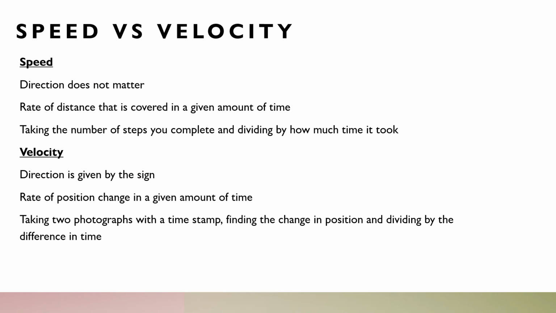So, velocity direction is given by the sign, which we talked about and seen. It's the rate of position change in a given amount of time. It's not the rate of distance covered, it's the rate of position change, meaning that it can be positive, it can be negative. So it's kind of like taking two pictures again, but having a timestamp. And then you can find the change in position and divide by the difference in time between the two pictures. So hopefully that makes sense.